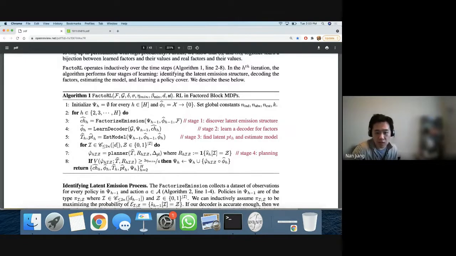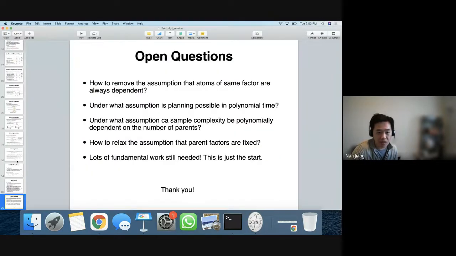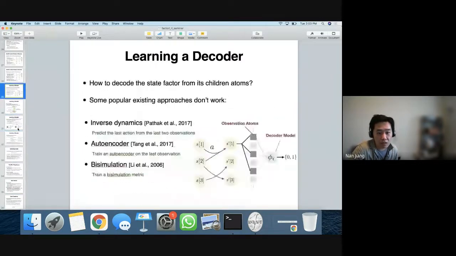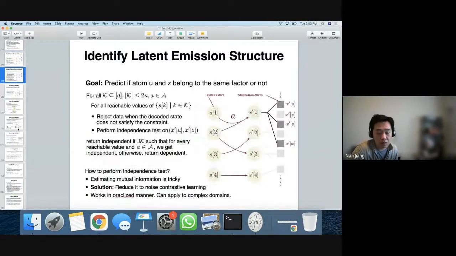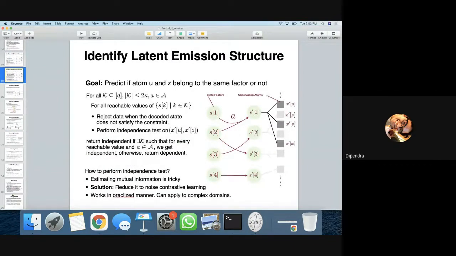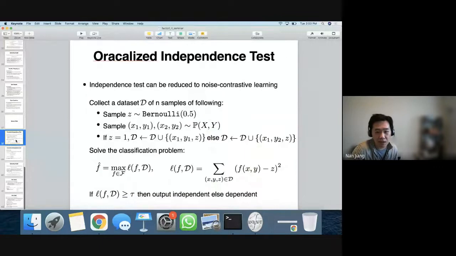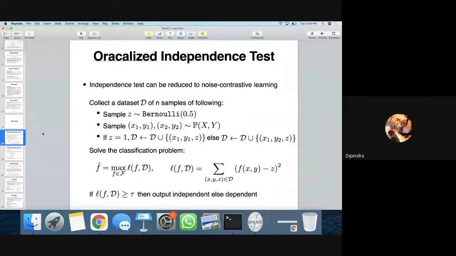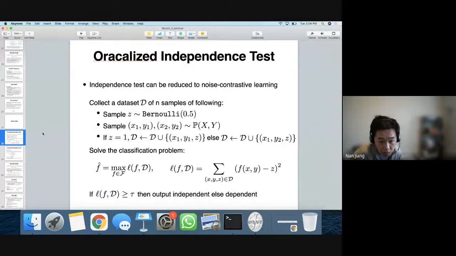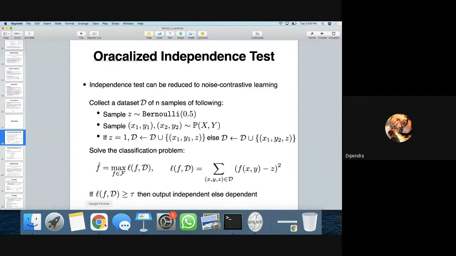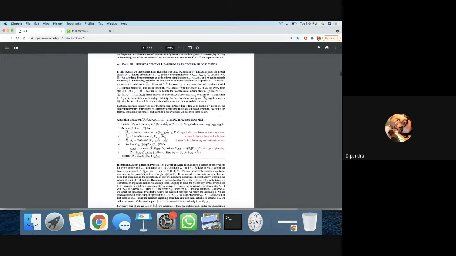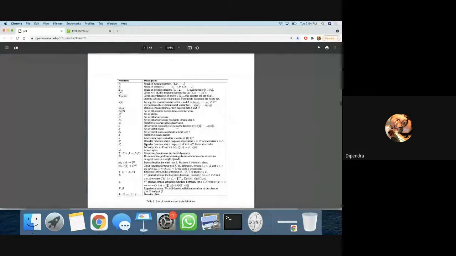Yeah, I guess, can you go back to your extra slide for the independence test? You mean the backup slide. Yeah. So for this one, if loss is greater than tau. Yeah, so let me actually show you in the paper. It's much clearer there.